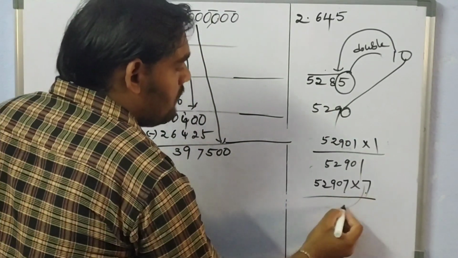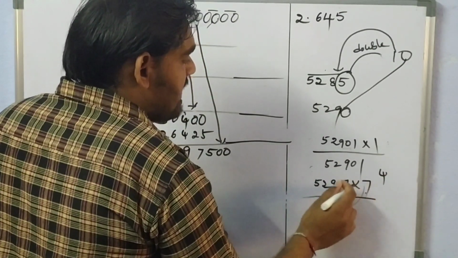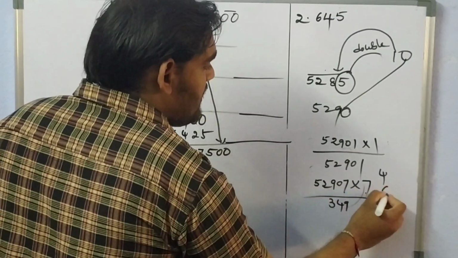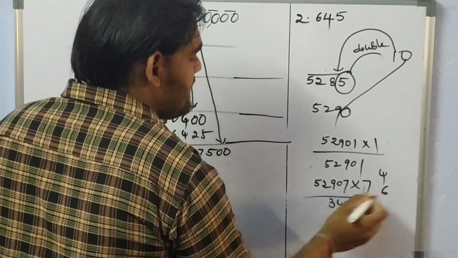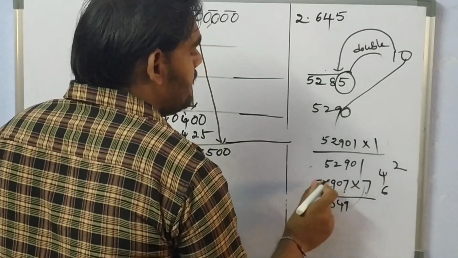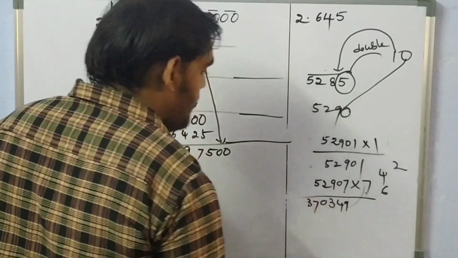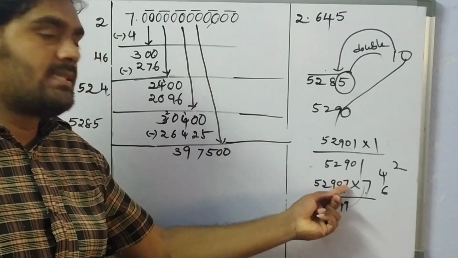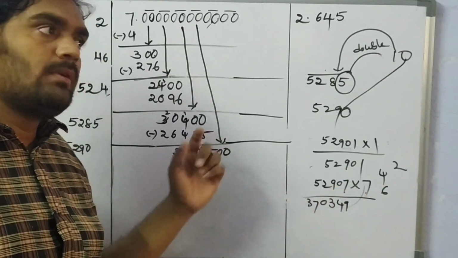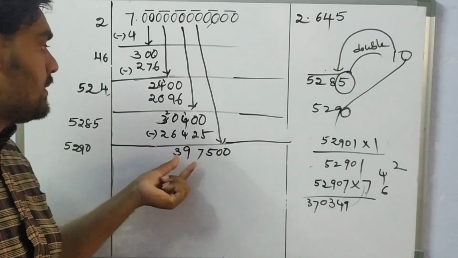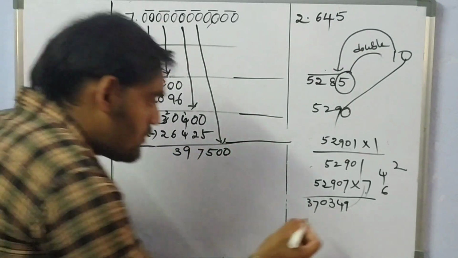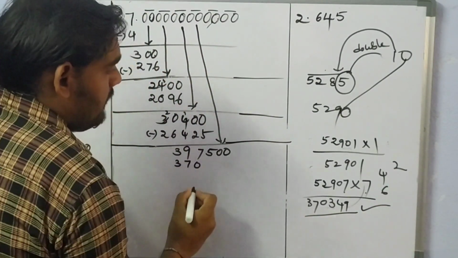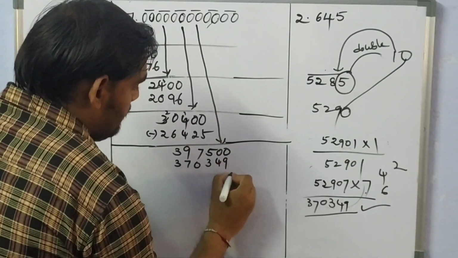Now 7 7s are 49, 4, 7 zeros, 0. So here 4 we need to write. After that 7 9s are 63, 6, 7 2s are 14, 14 plus 6, 22, 7 5s are 35, 35 plus 2, 37. So here I am getting 3,70,349. If you take 8 and multiply, at that time, that number will be more than 3,97,400. So we must take this one only. That is 3,70,349.